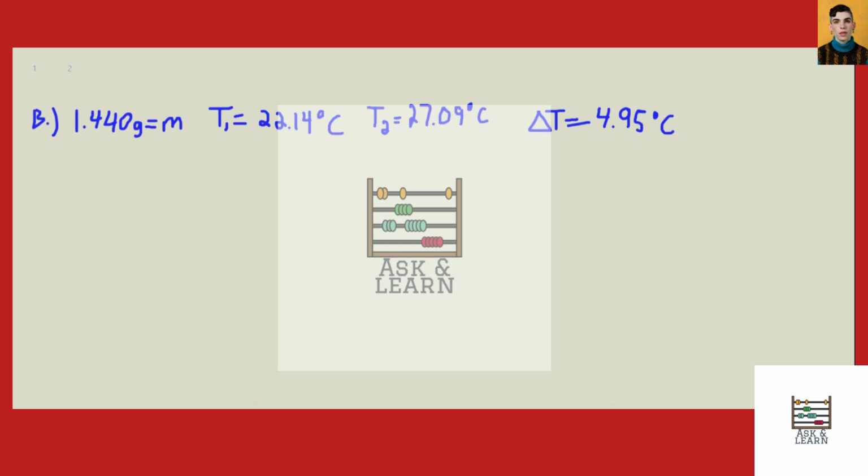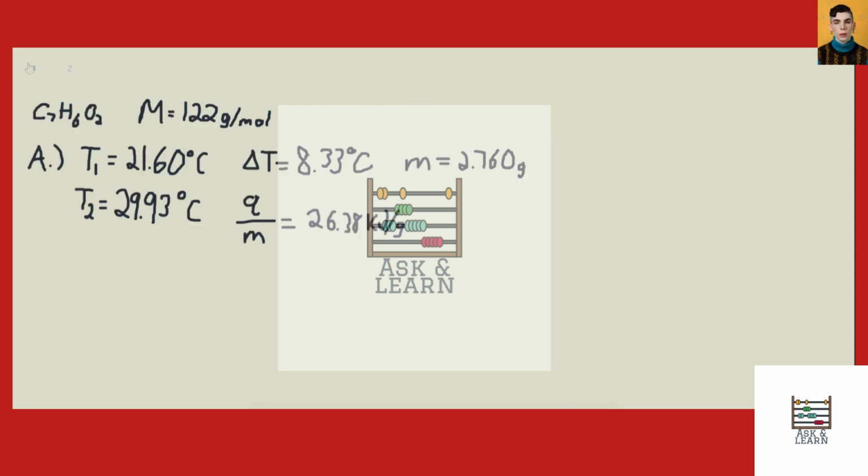All right, guys, we're doing problem number 60 in Chapter 5, Chemistry Essential Science. Under constant volume conditions, the heat of combustion of benzoic acid, C7H6O2, is 26.38 kilojoules per gram. A 2.76 gram sample of benzoic acid is burned in a bomb calorimeter. The temperature of the calorimeter increases from 21.6 to 29.93 degrees Celsius. What's the total heat capacity of the calorimeter?